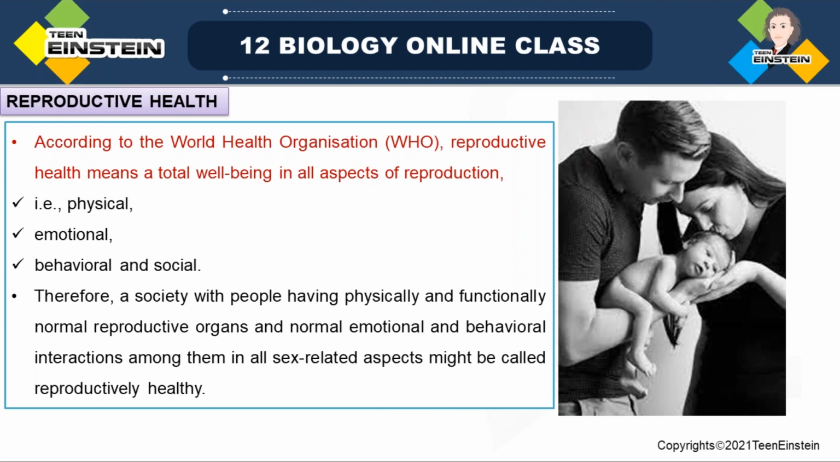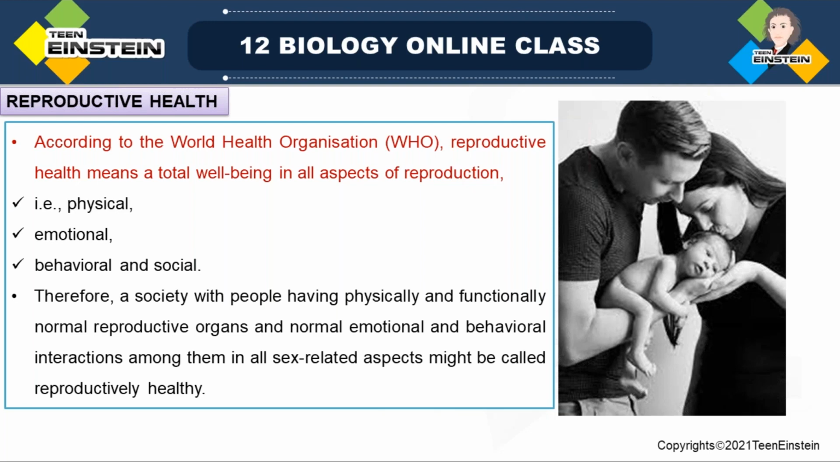So a society which is reproductively healthy means the people in that society will have normal reproductive organs, and those organs function in a normal way. Then emotionally they'll be normal, and the people in that society will have normal behavioral interactions among them in all sex-related aspects also.